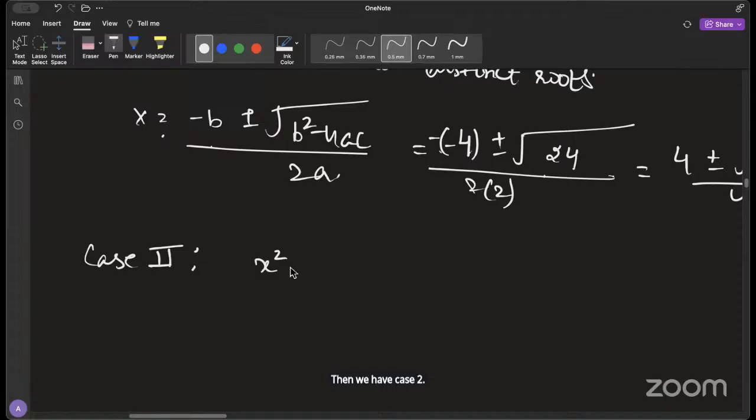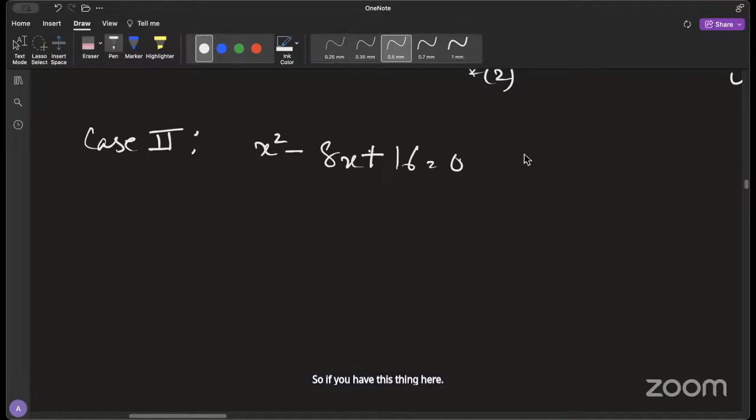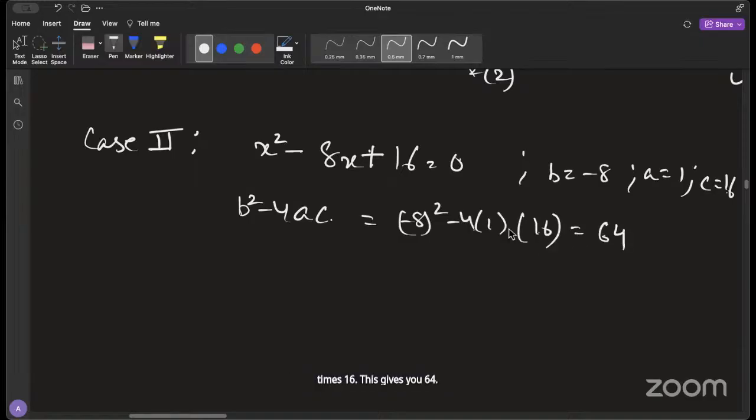Let's take this example there. X square minus 8x plus 16, right? If you have this thing here, if you find b square minus 4ac with this, your b is minus 8, a is 1, and c is 16, right? This will be 8 square minus 4 times 1 times 16. This gives you 64, and 16 times 4 is also 64. It gives you 0.